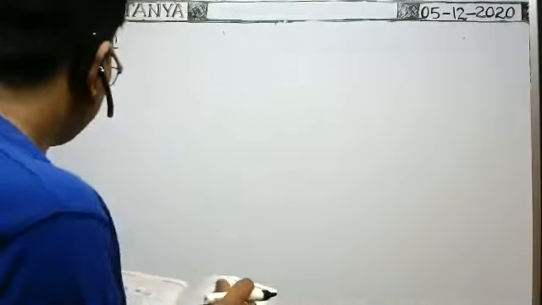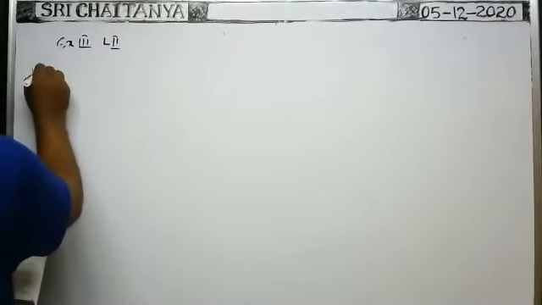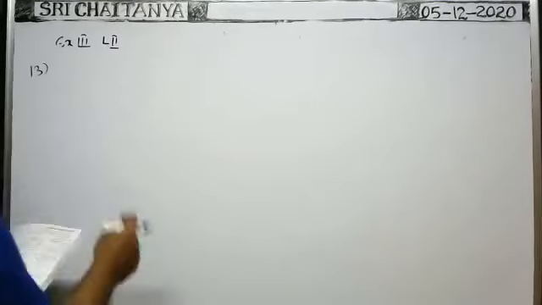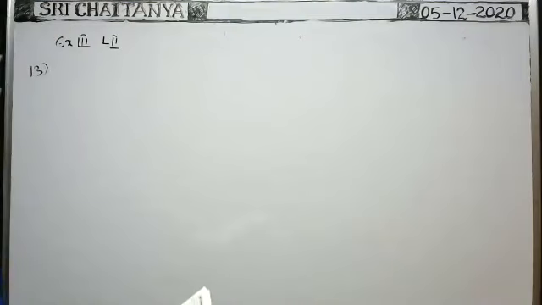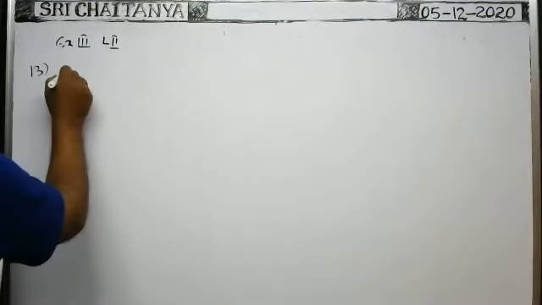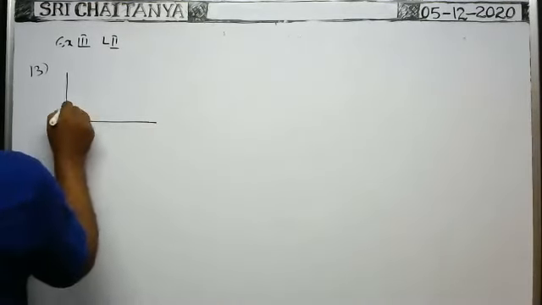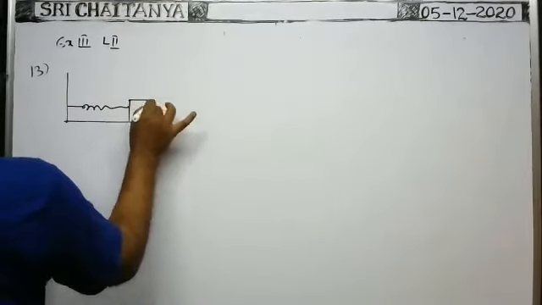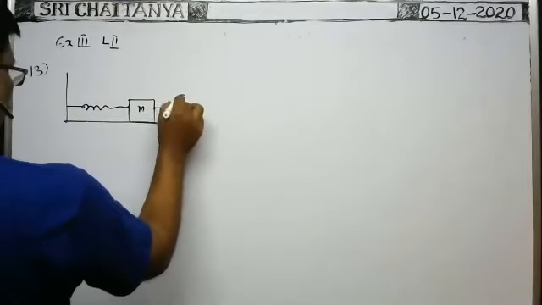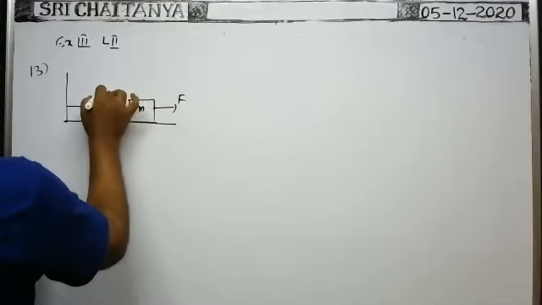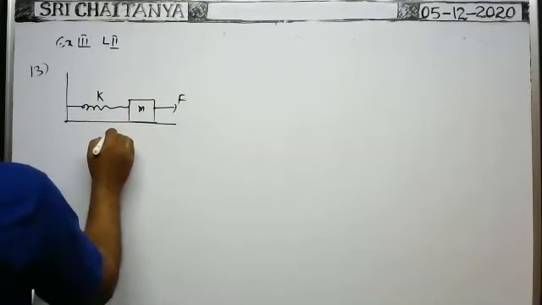Next problem, 13th problem. Figure A shows a spring of force constant capital K fixed at one end and carrying a mass M. On the smooth horizontal surface, by means of a spring, one block having mass M is fixed here, and it is pulled with a force capital F. Spring constant K. This is diagram A.